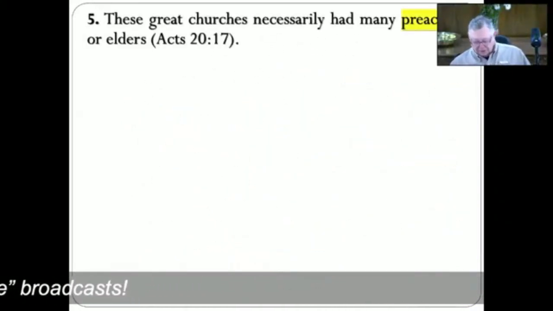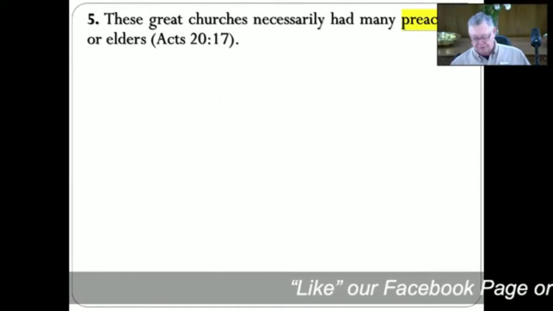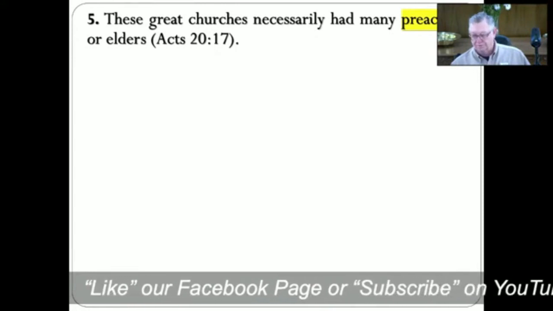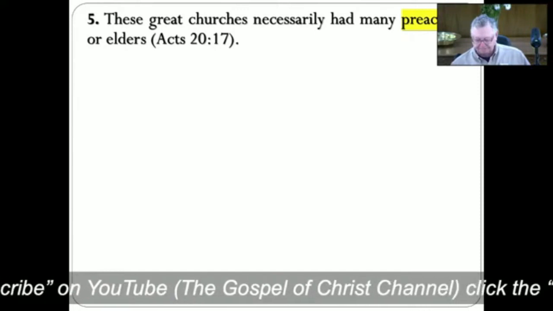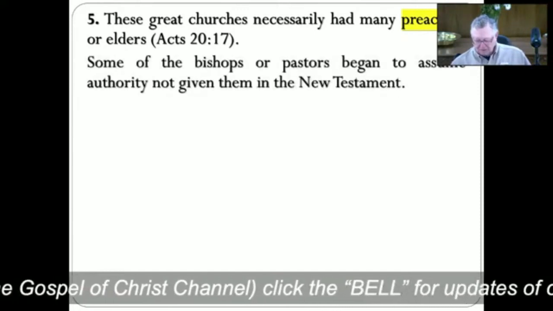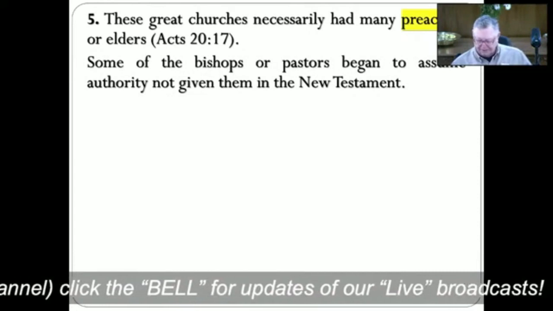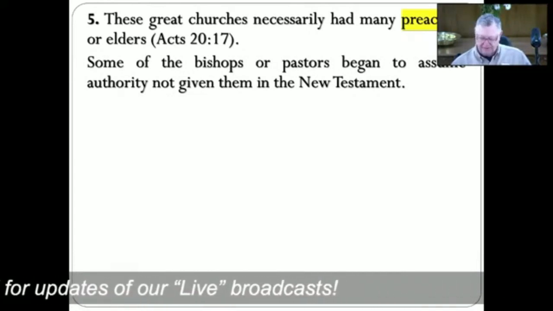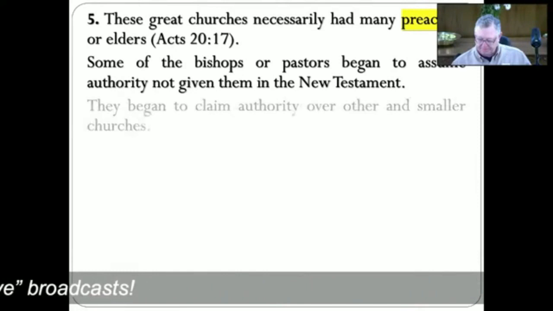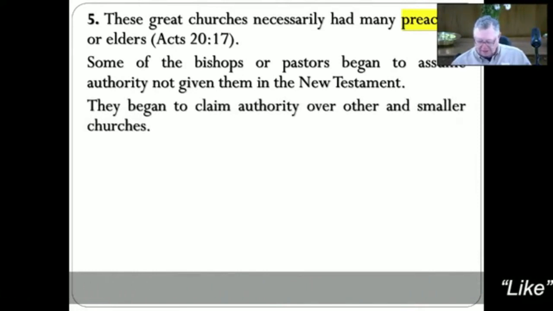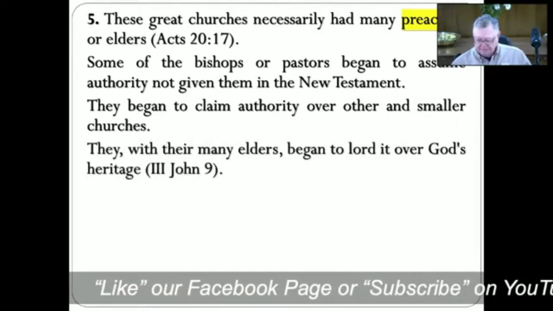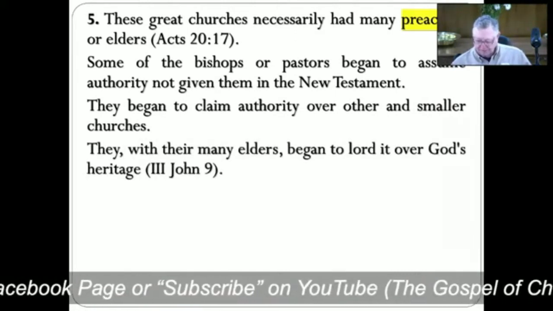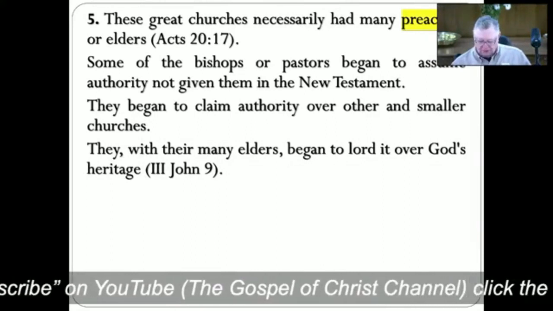All right, these great churches necessarily had many preachers or elders. You see that in Acts 20 and verse 17. Some of the bishops or pastors began to assume authority not given them in the New Testament. They began to claim authority over other and smaller churches. They, with their many elders, began to lord it over God's heritage.